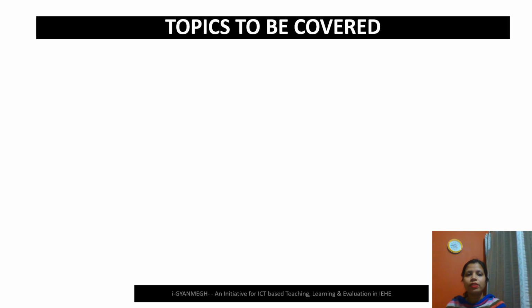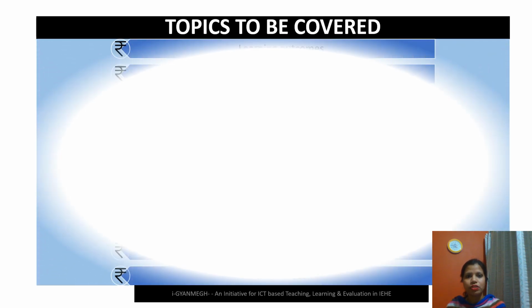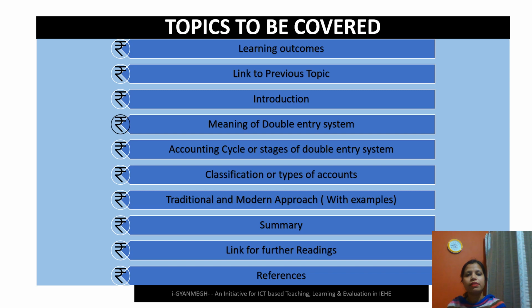In this video, we are going to cover topics which are as follows. First of all, we will see learning outcomes. Then we will see a link to previous topics. Then we will discuss the introduction of double entry system. Meaning of double entry system we will see. Next we will see the accounting cycle or stages of DES. Then classification or types of accounts we will discuss. Then traditional and modern approaches we will see with different examples. Further we will see summary, links for further readings and references.